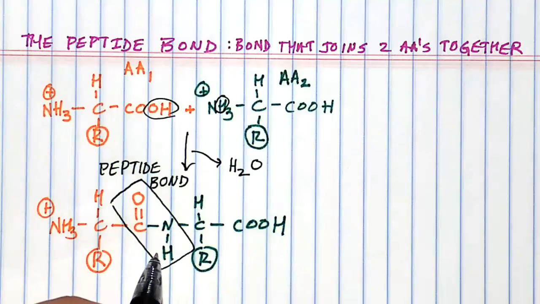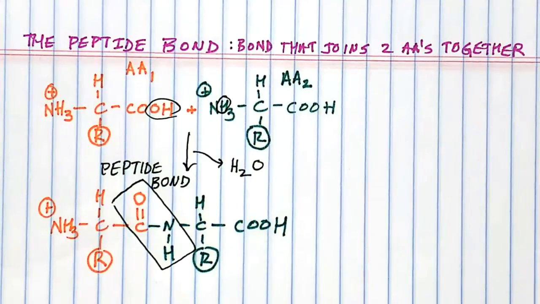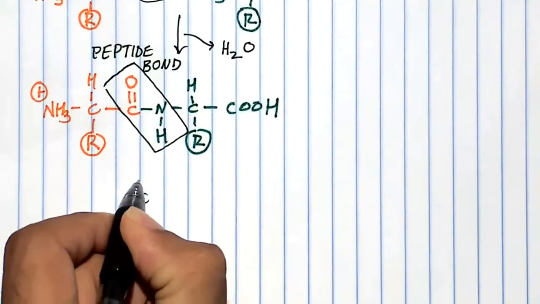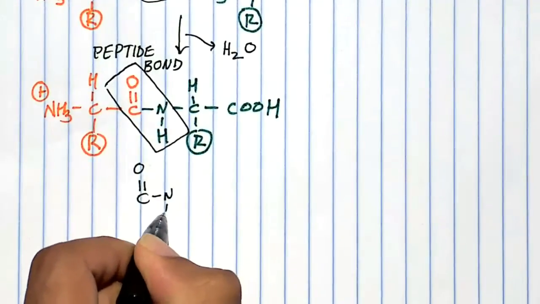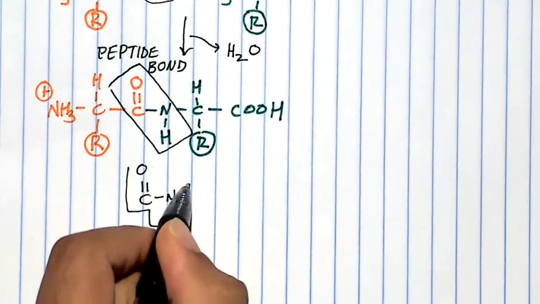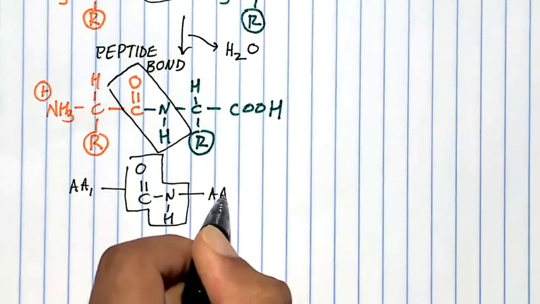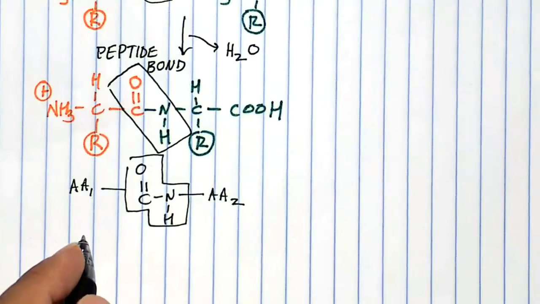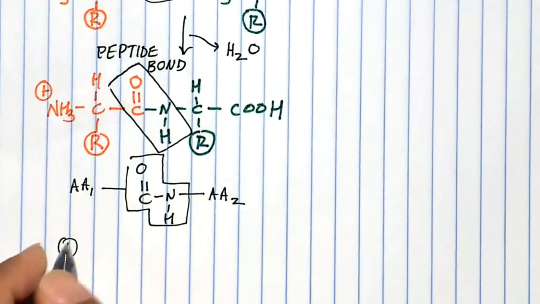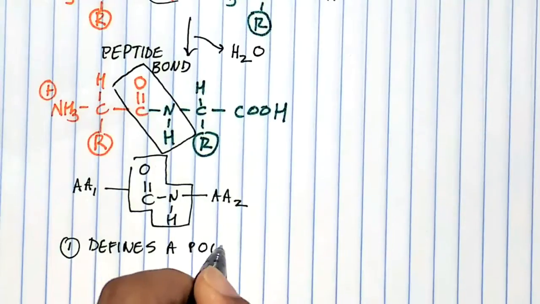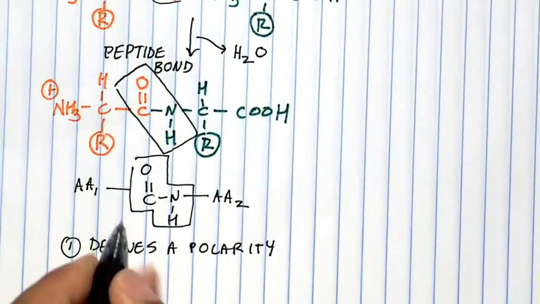Now, there's some special characteristics of the peptide bond, which makes it an important bond for us to study. One of the things that we want to talk about in terms of the characteristics of the peptide bond. So let's just focus in now on the C double bond O and H, which we have stated before is our peptide bond joining amino acid 1 with amino acid 2. One of the characteristics of this peptide bond is, one, it defines a polarity. And that polarity is N to C.